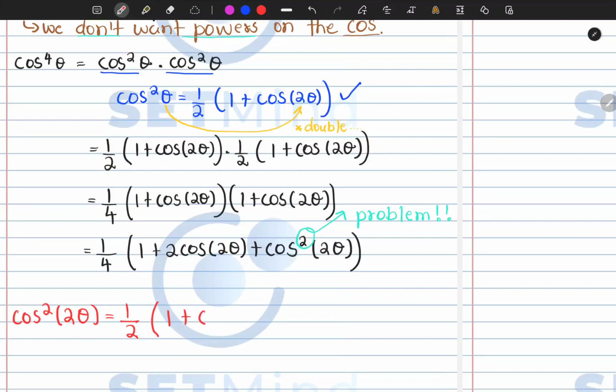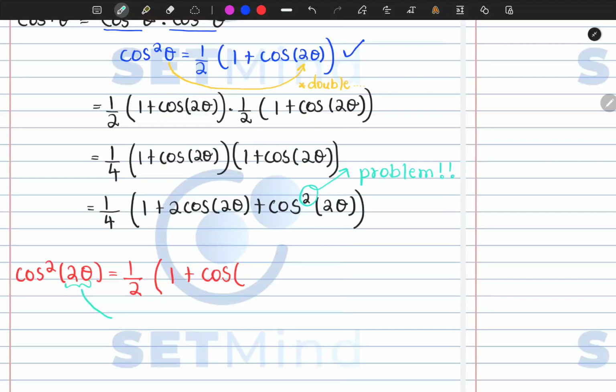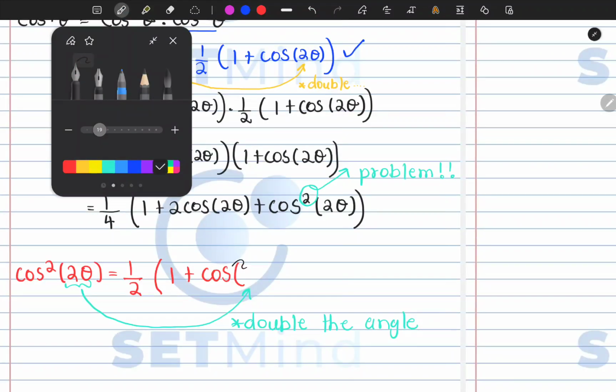it will be 1 plus cos of, we should double the angle that was here to what is going to come there. So we double the angle. That is what we can see as a trend from the formula. So when we double that 2 theta, it becomes 4 theta. Very important.